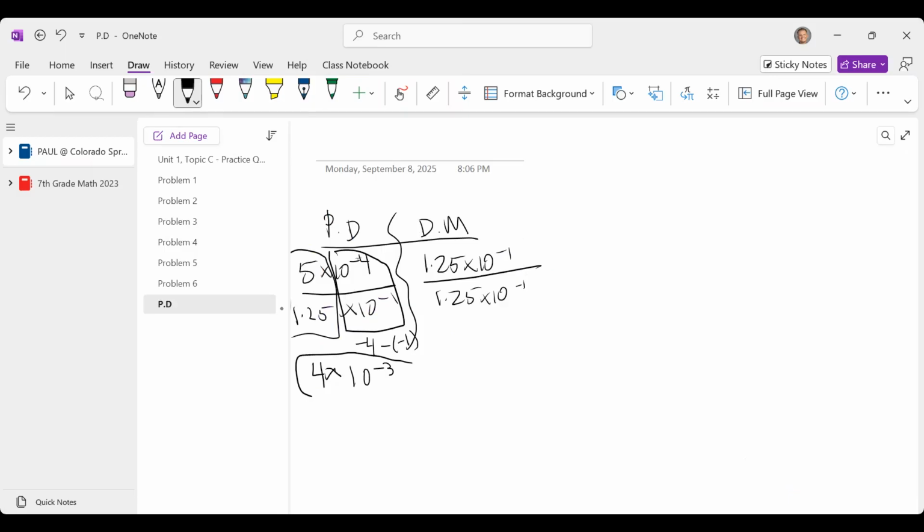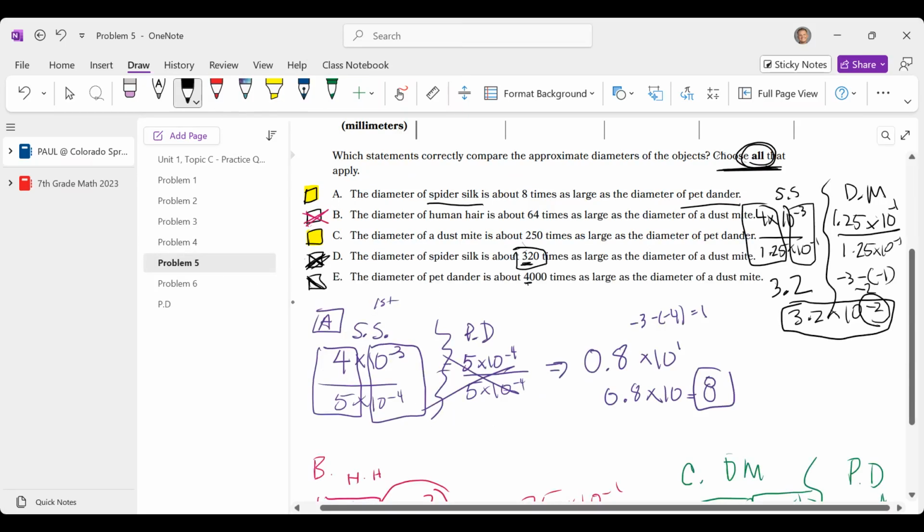So when I look at this, again, you could be really tricked because 4 times 10 to the positive 3 is 4,000. This is not, negative 3 is not 3. So that means that that will not work as an option. So our only two options are A and C. All right, here we go.